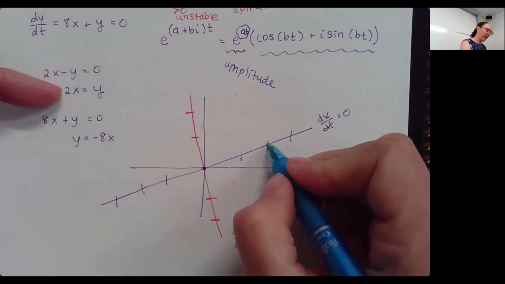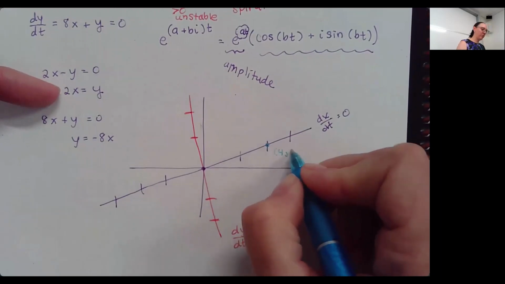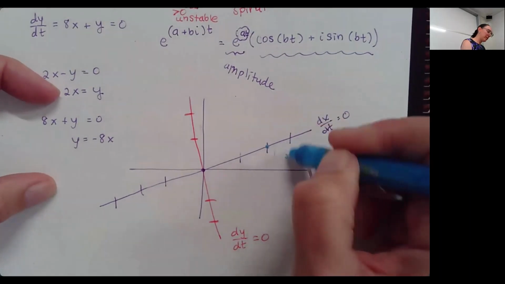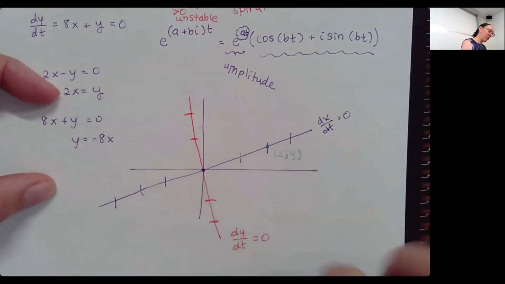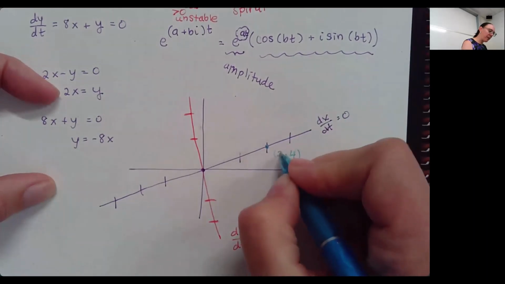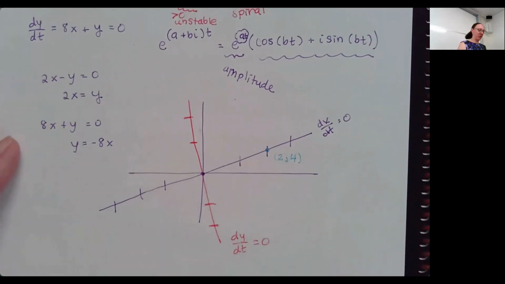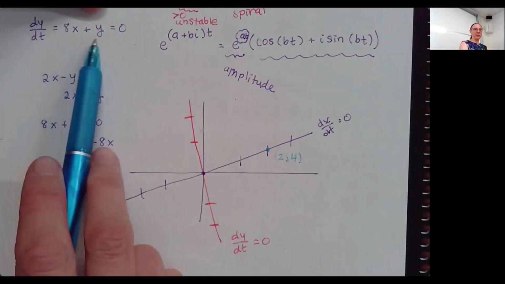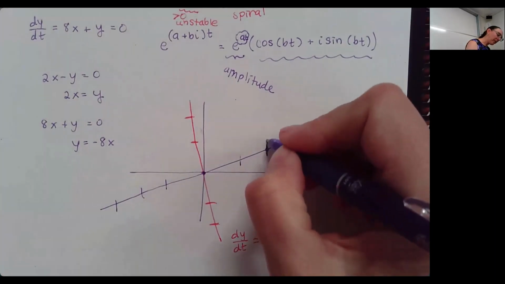So I'm going to pick something on the line y equals 2x. I'm going to pick a point over here, like 4, 2. Nope, other way around. 2, 4. If x is 2, y is 4. And if I'm standing at the point 2, 4, I just want to know when I plug in 2 and 4 to my dy dt equation, is it positive or negative? Looks like I'm going to be positive. So I know that these arrows over here are pointing up.